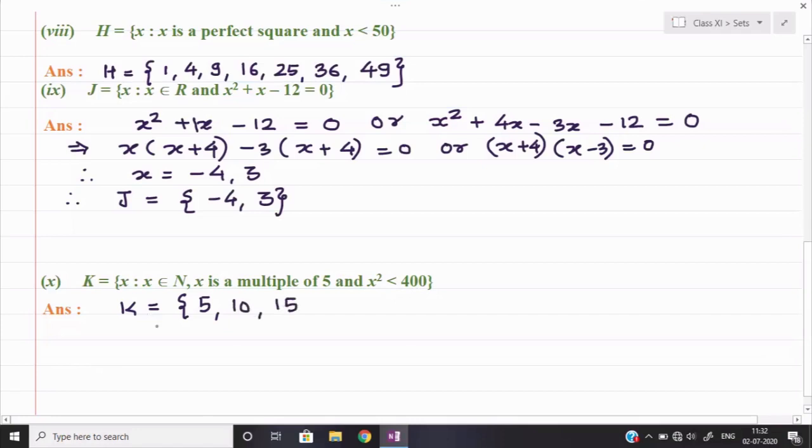Now suppose I write down 20. 20 is a multiple of 5, that is right, but if you square 20, it will be equal to 400, and then the second condition will not be satisfied. So this is your answer of part number 10. Only these three elements are multiples of 5 as well as their squares are lesser than 400.